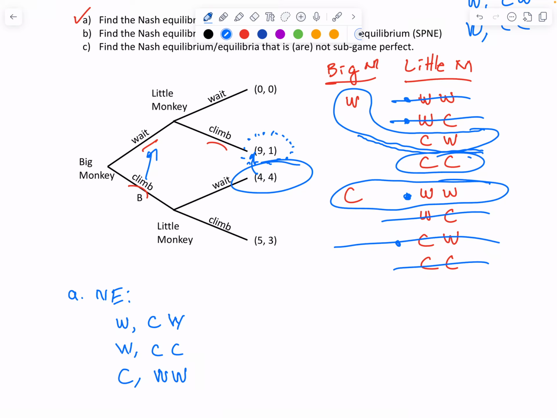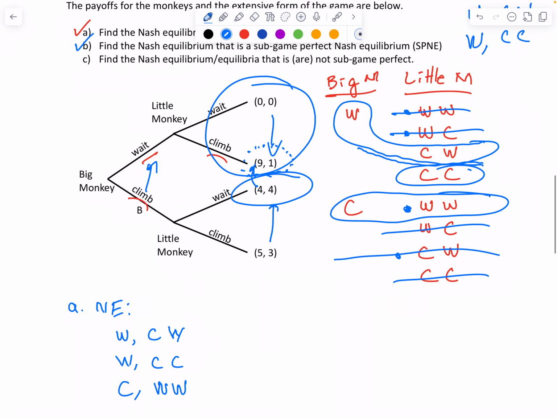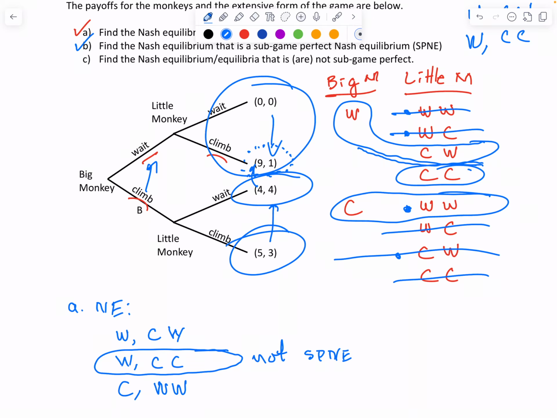Okay. So which one of these is the subgame perfect one? So for part B, which one is subgame perfect? Well, subgame perfect means the one that results in the outcome of the game in each of the subgames, right? So we know little monkey up here is always going to climb, okay? And down here is always going to wait, okay? So any of these that has climb down below, i.e. this one, that's not subgame perfect, SPNE. Because little monkey is never going to climb down below and earn 3. That doesn't make any sense, okay?